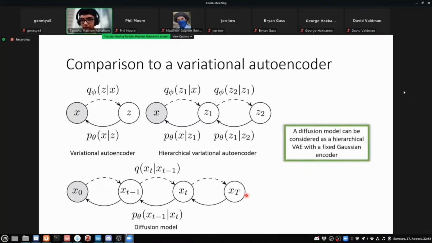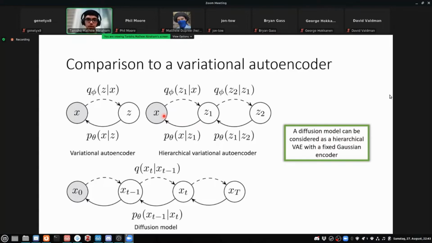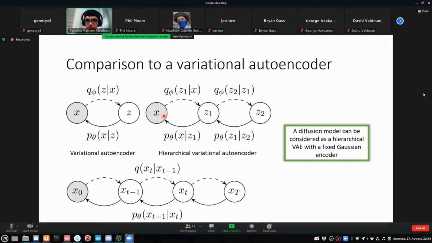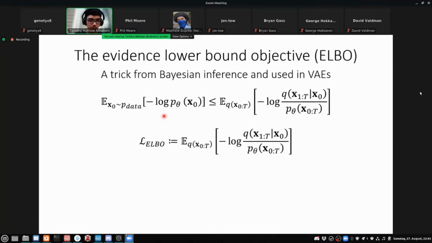So there is a lot of similarity between diffusion models and variational autoencoders in terms of their setup. To summarize, a diffusion model can be considered as a hierarchical variational autoencoder with a fixed Gaussian encoder, which means that we can leverage a lot of the setup that VAEs use for training and apply it to diffusion models as well. So I think this is maybe where some of the confusion might start in terms of how this is set up.